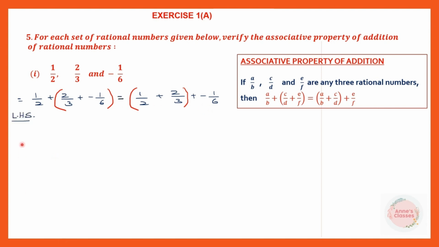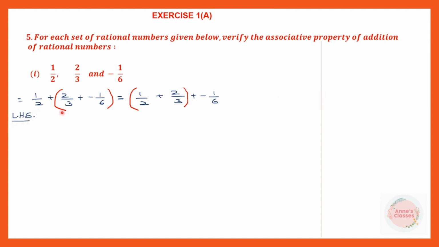So let's begin with the left hand side. LHS means left hand side. Here we're going to take only this much. So that is 1 by 2 plus, now what is within brackets, we're going to work that out. As you can see, this is 2 by 3 plus minus 1 by 6. The denominators are different. That means we must find the LCM of the denominators 3 and 6.